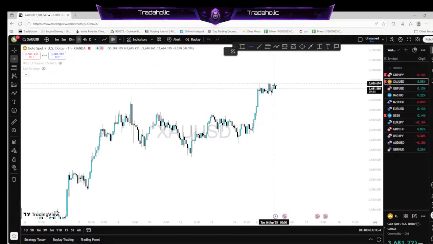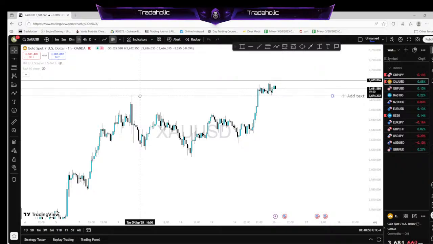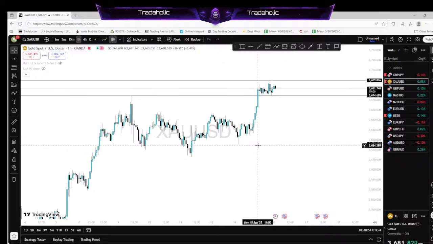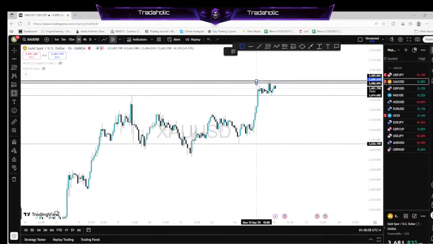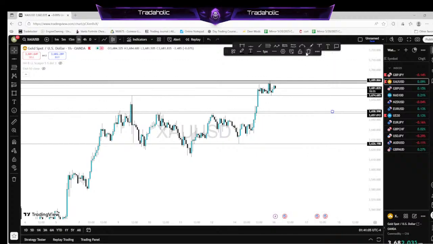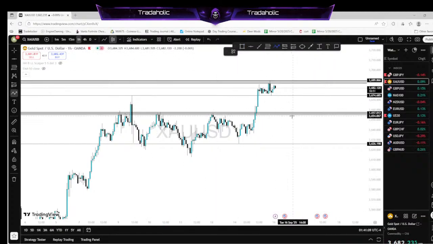Look at our 1 hour time frame. This is our current high. This is our previous high. And this is our current higher low. So I guess this is the range that gold is in, this small range. We do have another range sitting right over here. So we could look to take a buy here or a buy here.